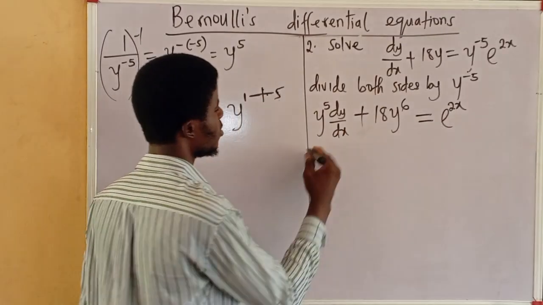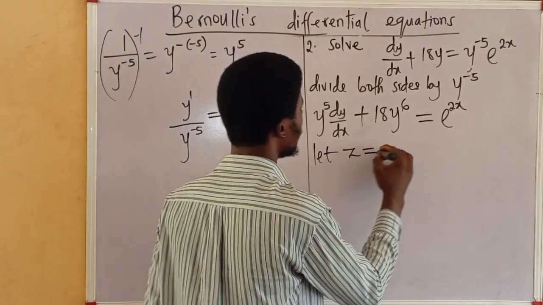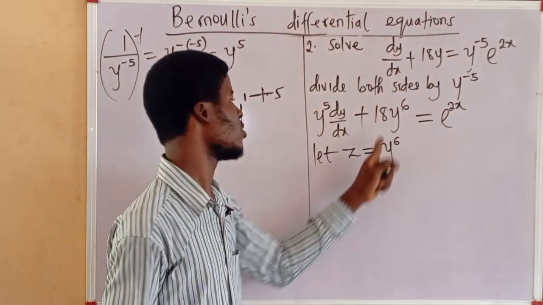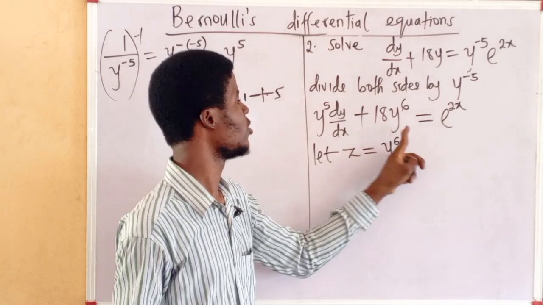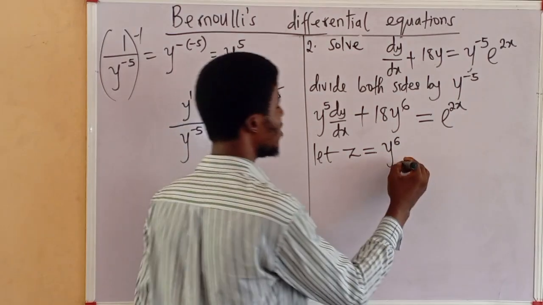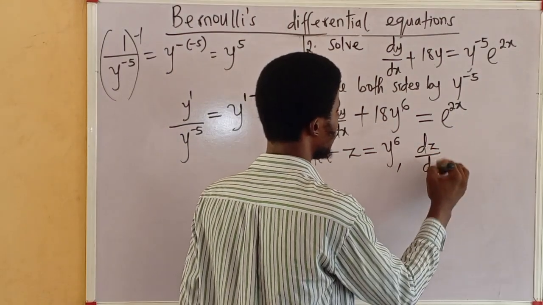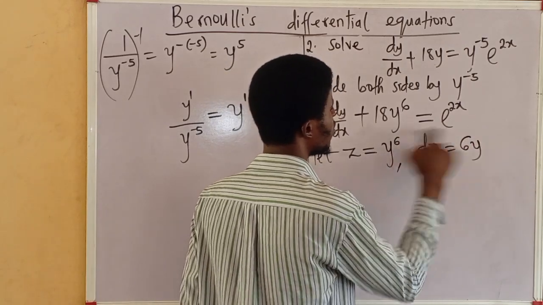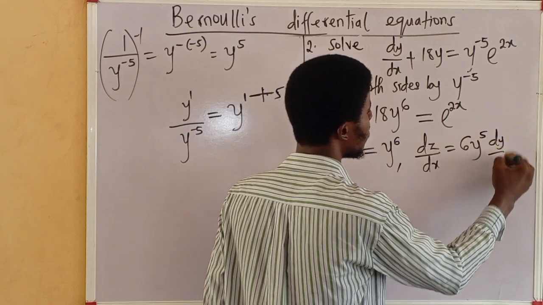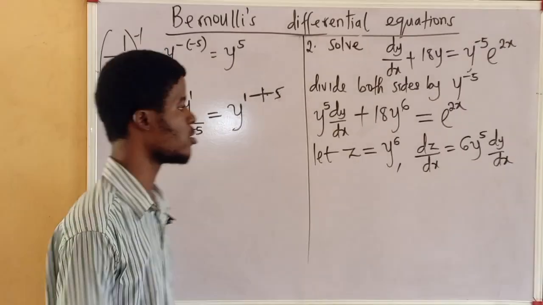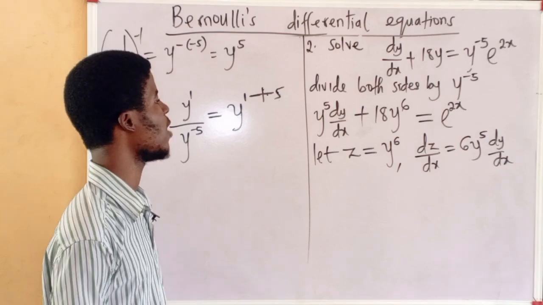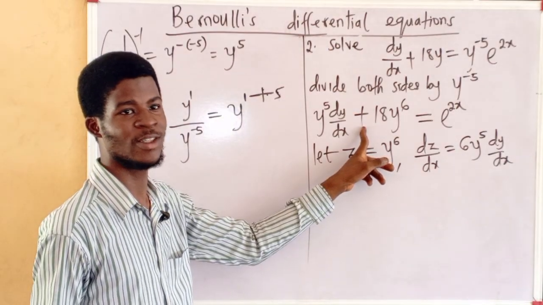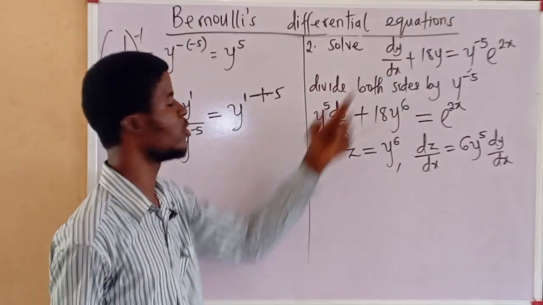So what we have to do now is this. Let z equal to y to the power of 6. We are not concerned about this 18, which is p of x, just the y. So the derivative of z with respect to x is equal to this. 6 times 1 is 6. 6 minus 1 is 5 dy/dx. So we are going to convert this Bernoulli's equation into a linear first order differential equation. Of course, this equation is of the first order.